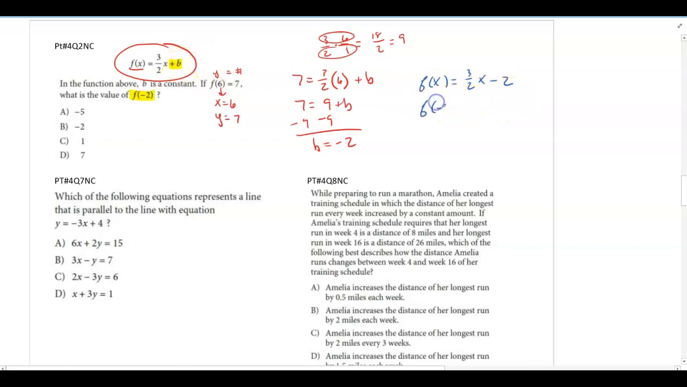So now f of -2 is equal to 3 halves times -2, so now that becomes my input, minus 2. And f of -2 is 3 halves times -2. It's going to give me 3 times -2 is -6, divided by 2 is -3, minus 2, which gives me -5. Letter A.